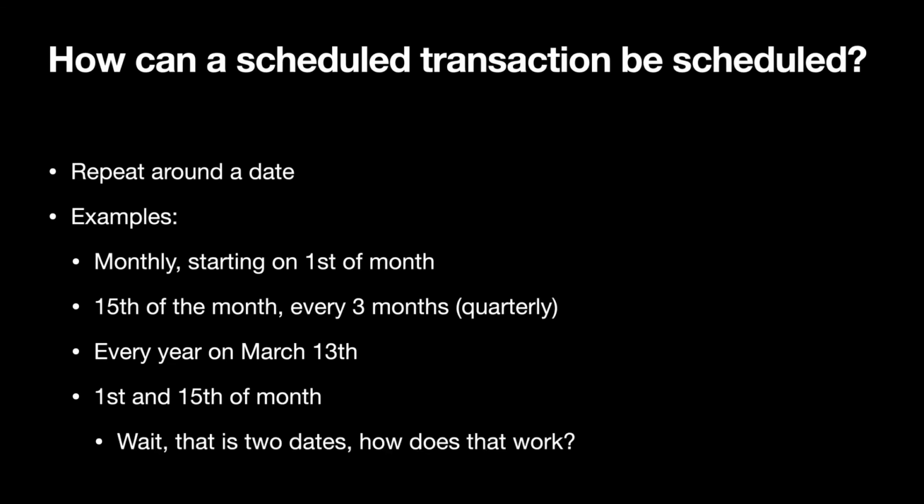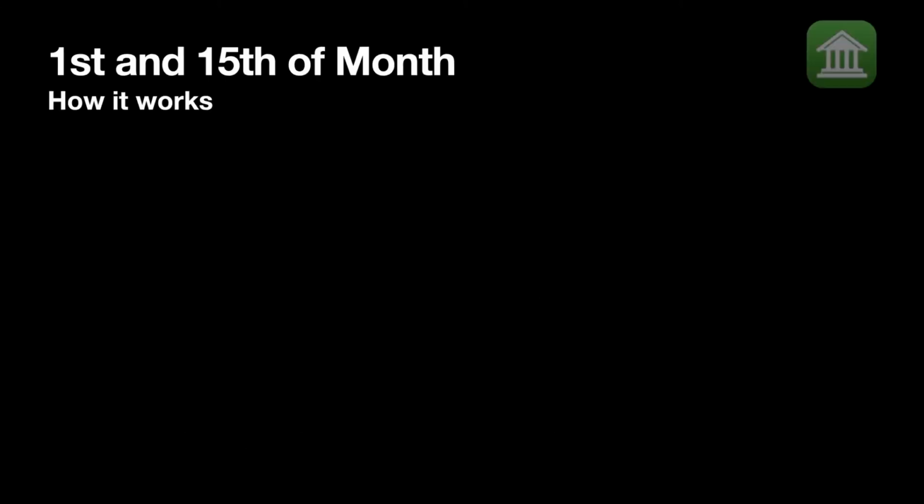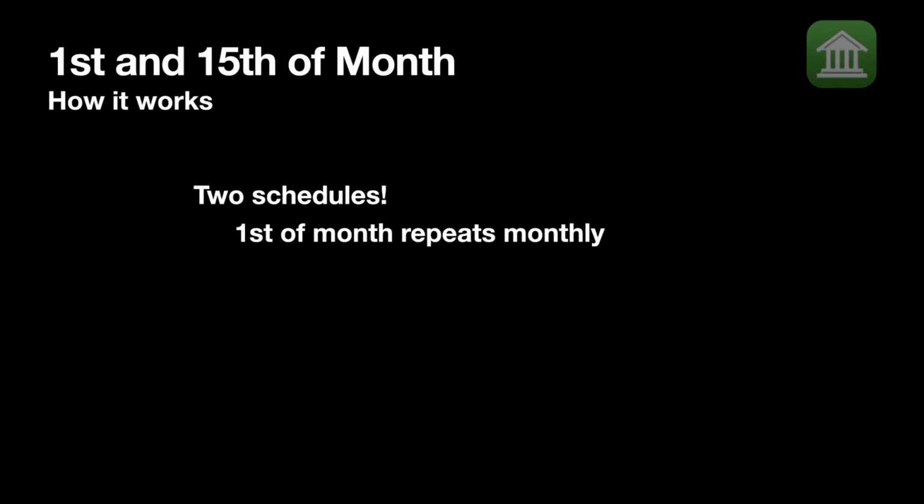Now, some of you might be thinking, hey, wait, 2 dates, how does that work? You said it repeats around a date. Well, behind the scenes we're really using 2 schedules to model that payee and when the transaction should occur. So the first schedule says, I want this to repeat the 1st of the month every month. And then the second schedule would be, I want this to repeat on the 15th of the month every month.